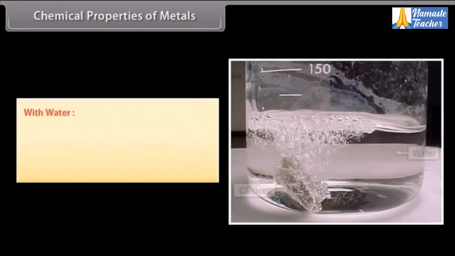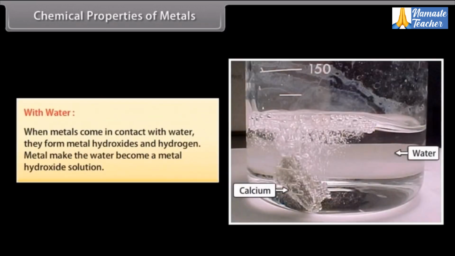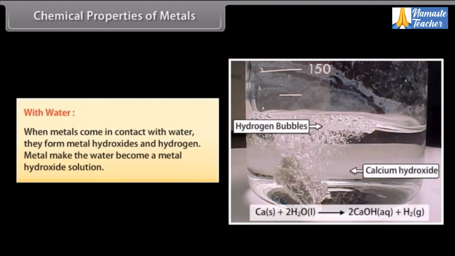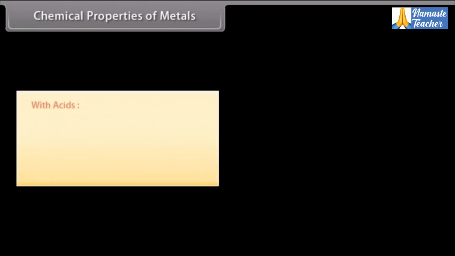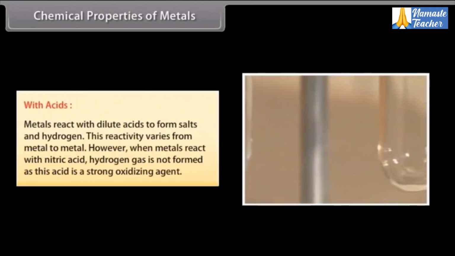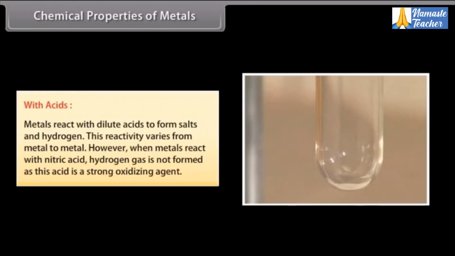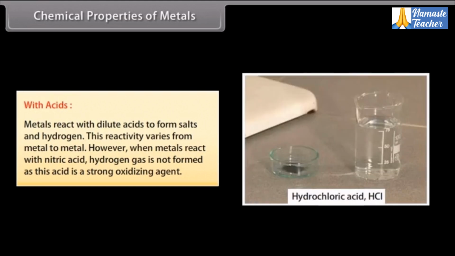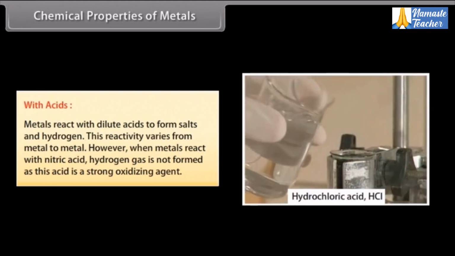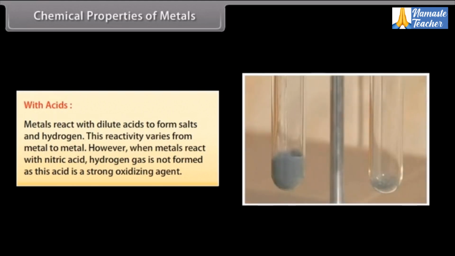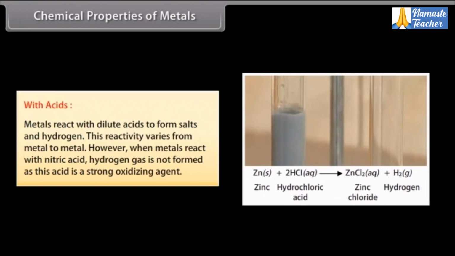With water: when metals come in contact with water, they form metal hydroxides and hydrogen. Metals make the water become a metal hydroxide solution. With acids: metals react with dilute acids to form salts and hydrogen. This reactivity varies from metal to metal. However, when metals react with nitric acid, hydrogen gas is not formed as this acid is a strong oxidizing agent.